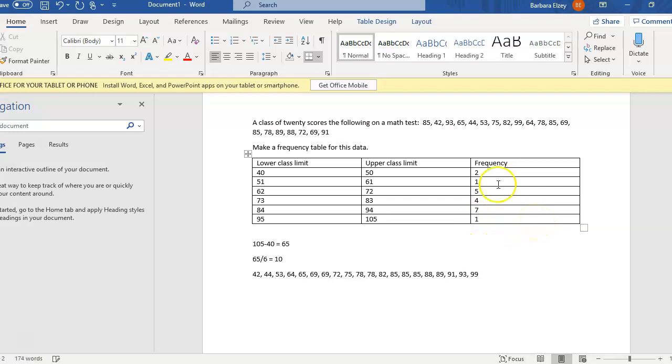So there's 1. Now, when we add these up, they should be the 20 scores that we had. So let's see, 3, 8, 12. Yes, that does add up to 20. Now, notice, unlike the other frequency table we did, from this table, we can't get back the original data because we do have classes instead of just listing the data over here on the left like we did with our first example.